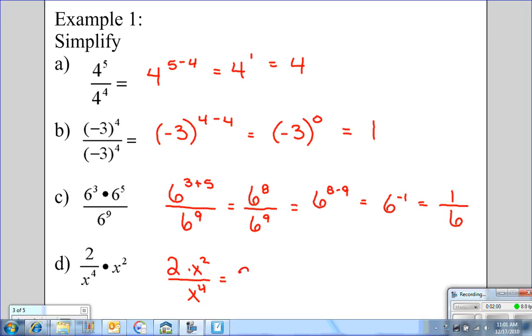So again, I'm not changing anything with the 2, but I do have common bases with the x, and they're being divided. So x squared minus what's on bottom, and I still have the 2, x to the negative 2nd. And again, you can't have a negative exponent, so you need to move it. The 2 is on top because there's no negative exponent with the 2. And the x to the negative 2nd moves to the bottom, changing it to a positive exponent.